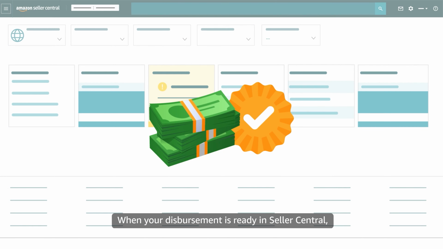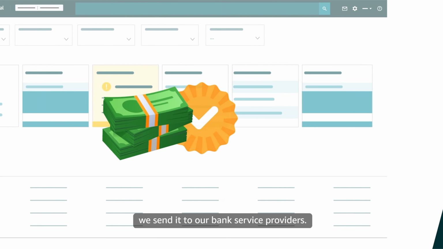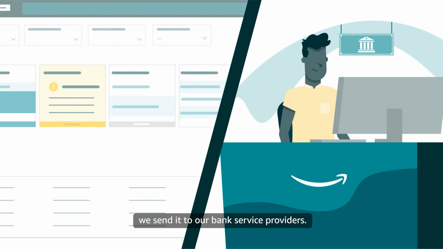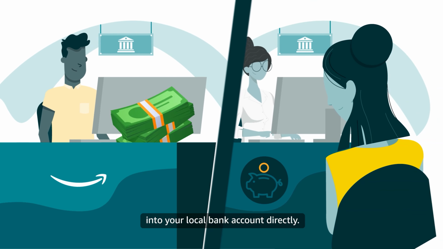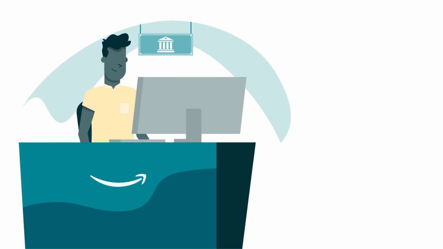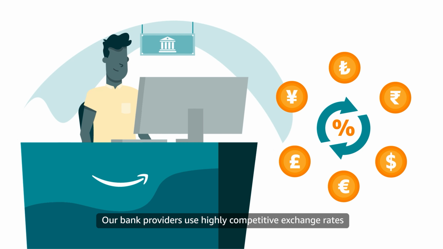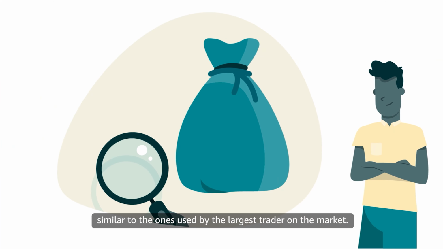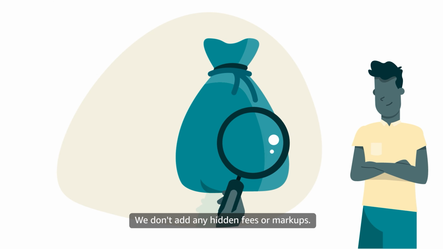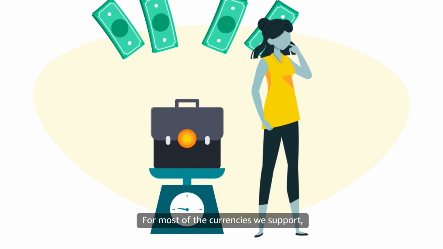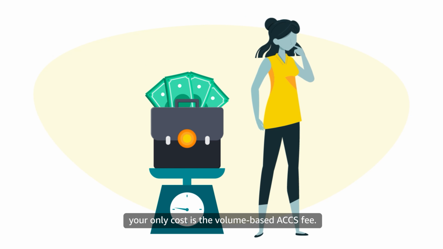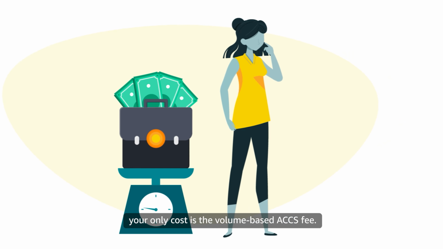When your disbursement is ready in Seller Central, we send it to our bank service providers. They then convert and deposit your global payments into your local bank account directly. Our bank providers use highly competitive exchange rates similar to the ones used by the largest traders on the market. We don't add any hidden fees or markups. For most of the currencies we support, your only cost is the volume-based ACCS fee.